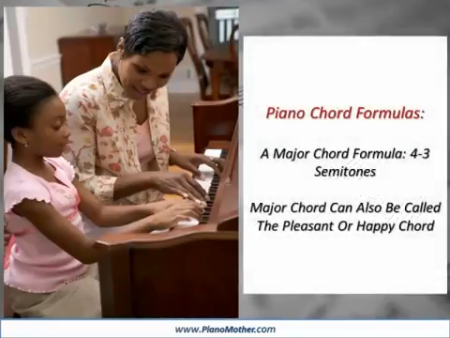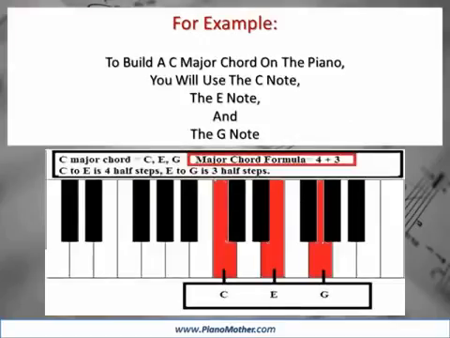Piano chord formulas. A major chord formula, 4 to 3 semitones. Major chord can also be called the pleasant or happy chord. For example, to build a C major chord on the piano, you will use the C note, the E note, and the G note.